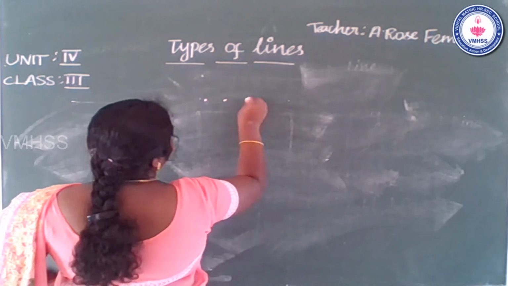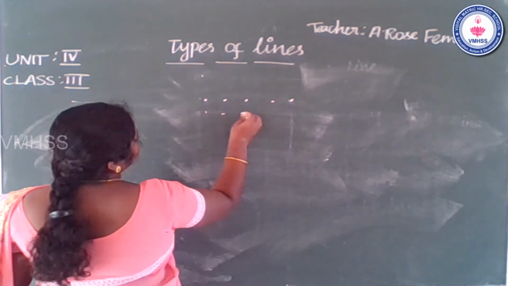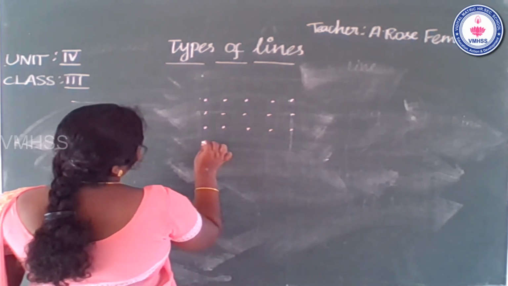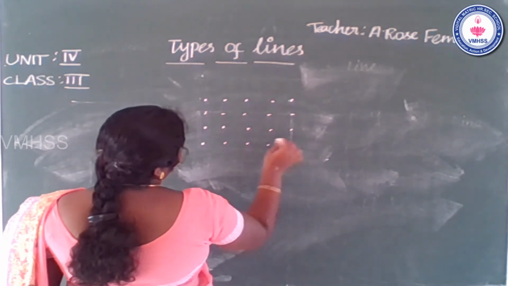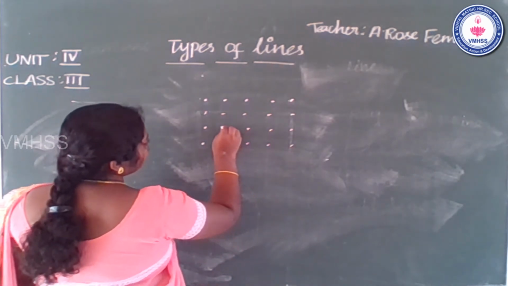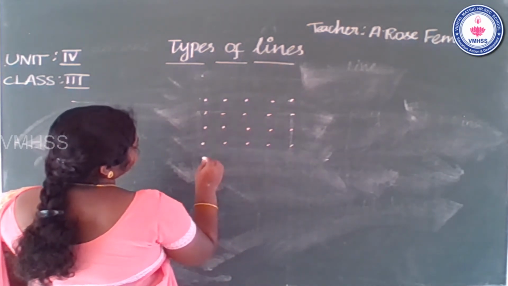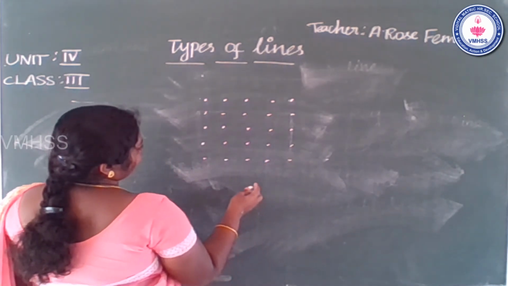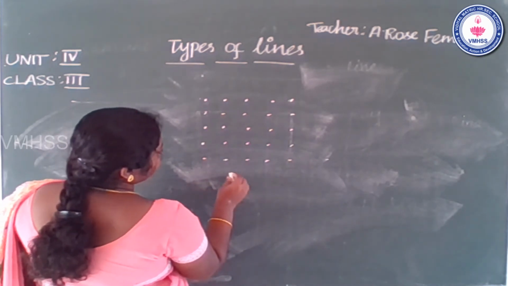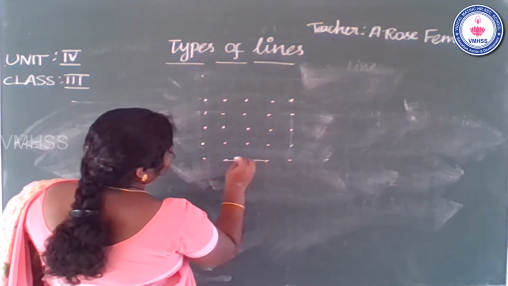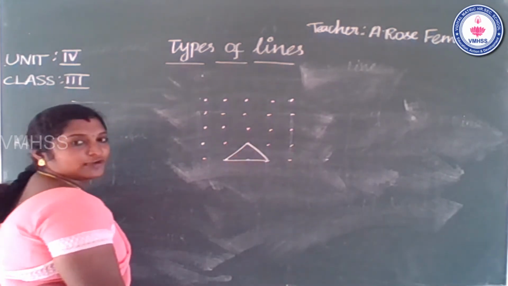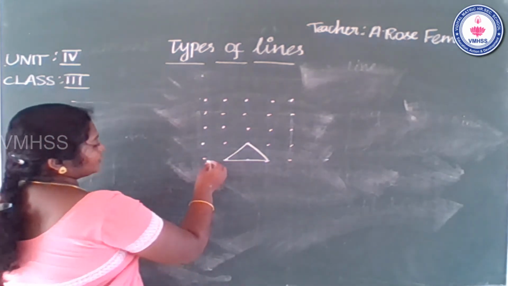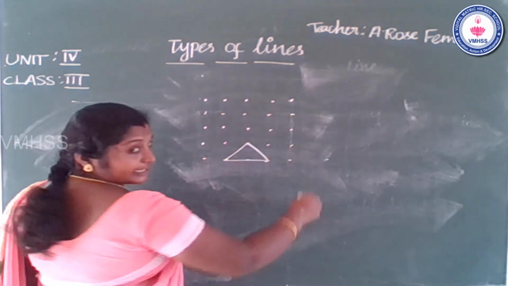We see 1, 2, 3, 4, 5 dots in each row. For example, you see the triangle. This is a triangle picture. The full picture does not need to be covered.